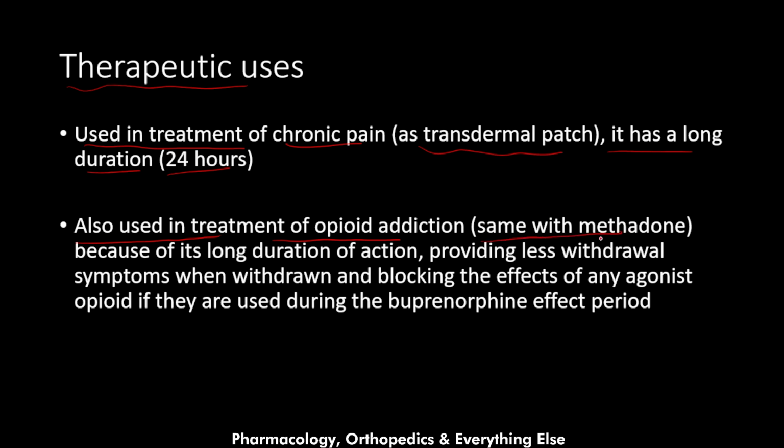Remember, methadone was also used in treatment of opioid dependence because of its long duration of action, providing less withdrawal symptoms when withdrawn and blocking the effects of any agonist opioid if they are used during the buprenorphine effect period. So if the patient decides to go back to their medication of abuse, the medication of abuse would produce no effect because the buprenorphine is potent and it is binding to the opioid receptors, so it would not get displaced easily, and that is why there is no effect for those drugs when taken.